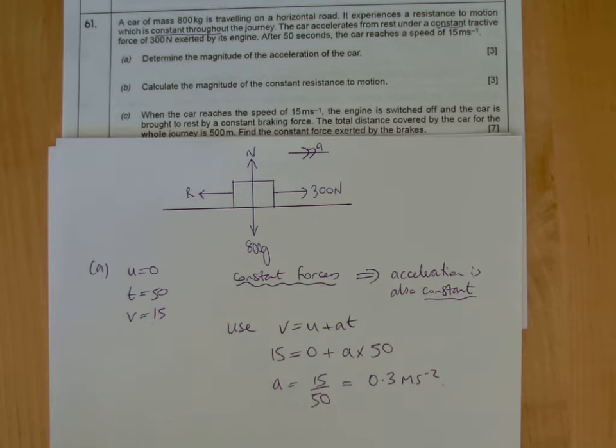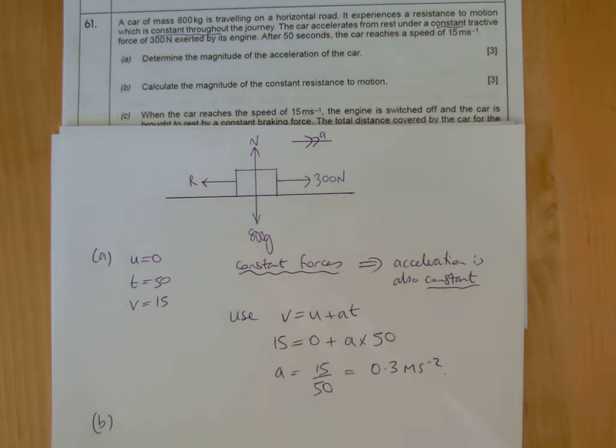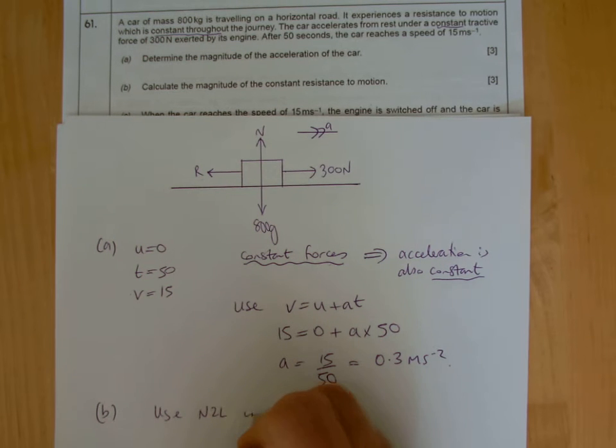That's part A. Part B then says calculate the magnitude of the constant resistance to motion. So this resistance here, this is what's pulling it back. It could be anything. It could be air resistance, it could include the friction as well, everything combined. So we want to calculate this resistance here. What we'll do is use Newton's second law in the direction of motion.